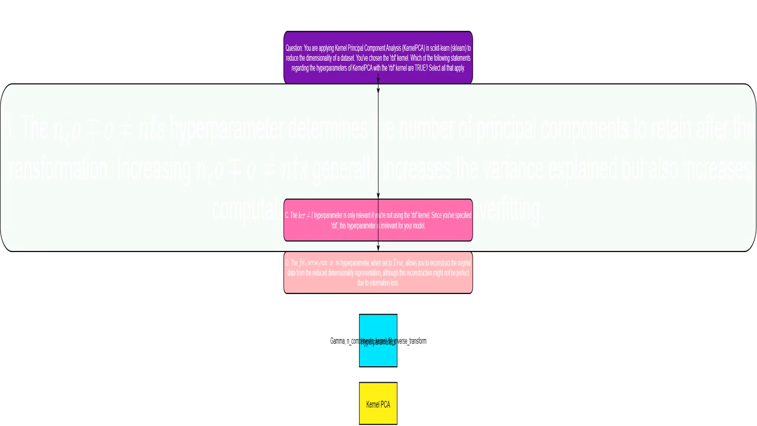I disagree. The kernel parameter is important. Even though we're using the RBF, radial basis function, kernel in this specific problem, the kernel parameter still defines the type of kernel being used. It allows you to switch to different kernels such as linear, poly, etc. It's not irrelevant, it just happens to be set to RBF in this problem.